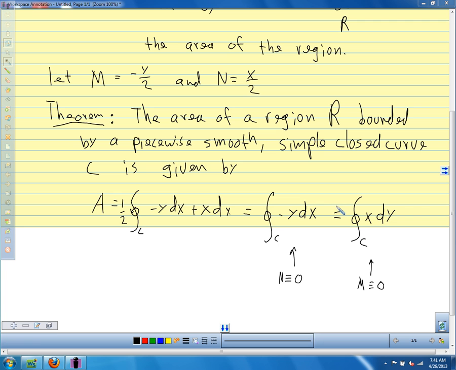So this is how we can use Green's theorem to find the area of a region. So let's look at one example, and then I want to talk about some extensions of Green's theorem that kind of preview what we're going to do for the rest of the chapter. And that's a part of this lesson that I'm really excited about.